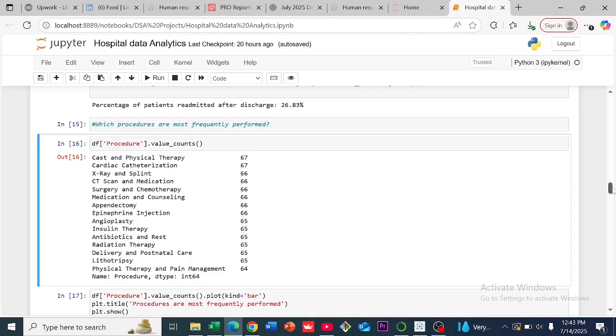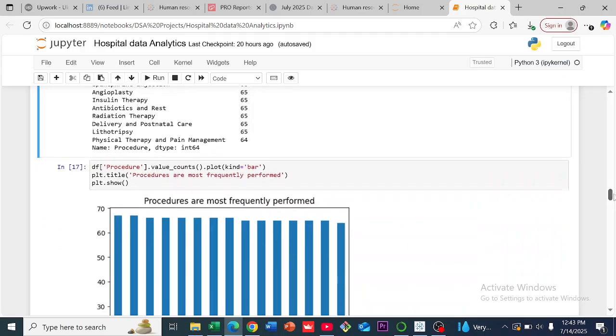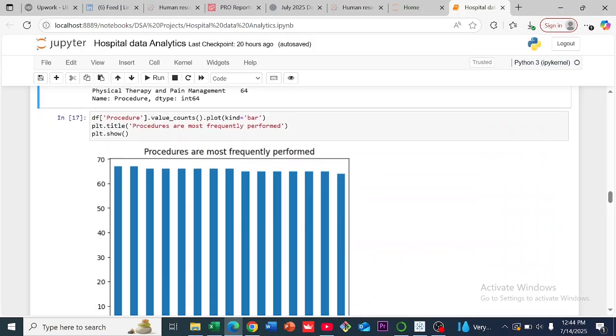So we can also go ahead and put this on a chart, and as usual, as I said, calling on the dot plot and specifying the kind of chart you want to create as bar, we quickly and easily construct this bar chart for you.